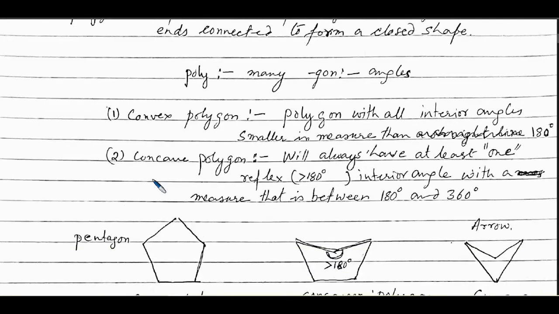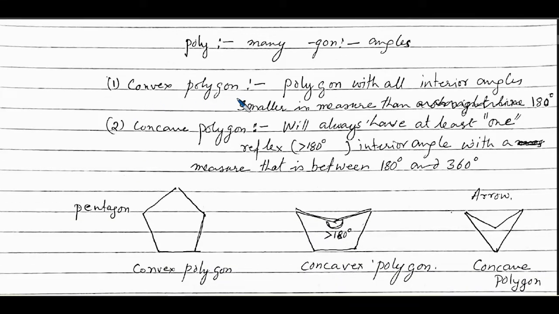So you have two types of polygon. A convex polygon is a polygon with all interior angles smaller in measure than 180. So all interior angles will be less than 180. This is a convex, and concave is one which goes inside. A concave polygon will always have at least one reflex angle. This angle, at least one of them, will be greater than 180 degrees, with a measure between 180 and 360. So an arrow is also a concave polygon. This is just concave.